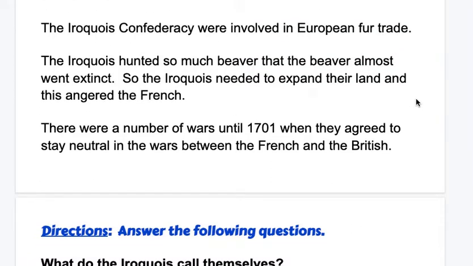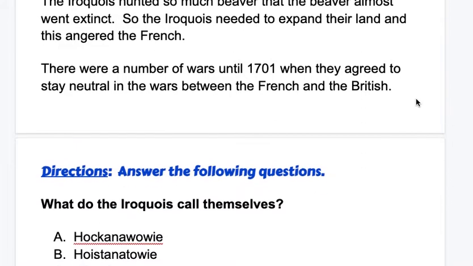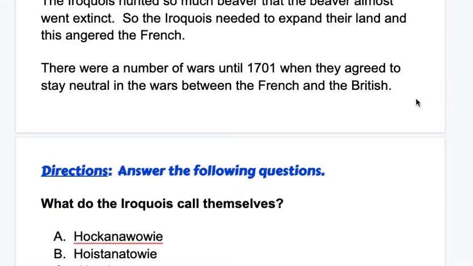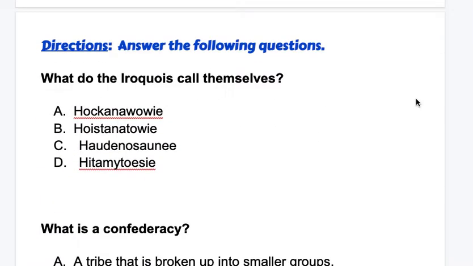The Iroquois Confederacy were involved in European fur trade, beaver trade, if we remember from before. The Iroquois hunted so much beaver that the beaver almost went extinct. So the Iroquois needed to expand their land, and this angered the French. There were a number of wars until 1701 when they agreed to stay neutral in the wars between the French and the British. So let's go ahead and go to the next page, and we're going to answer 5 questions. I'm going to go ahead and read them out loud along with the possible answers.